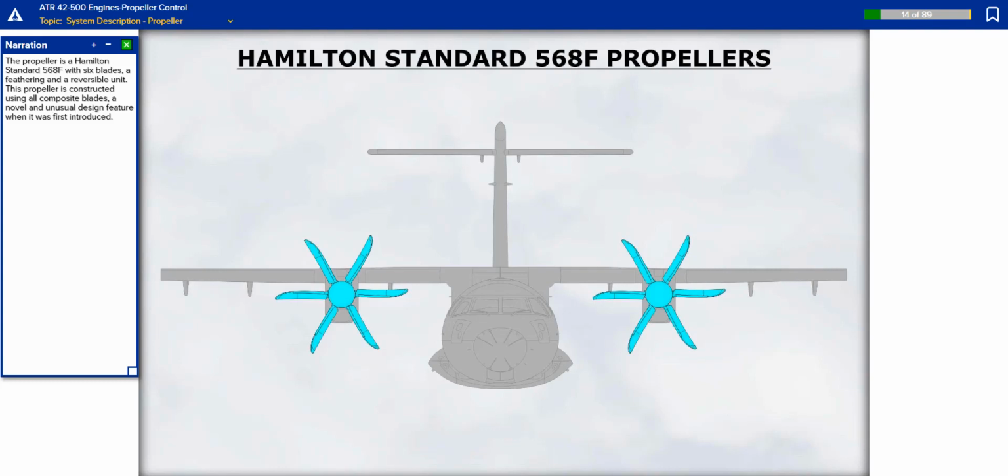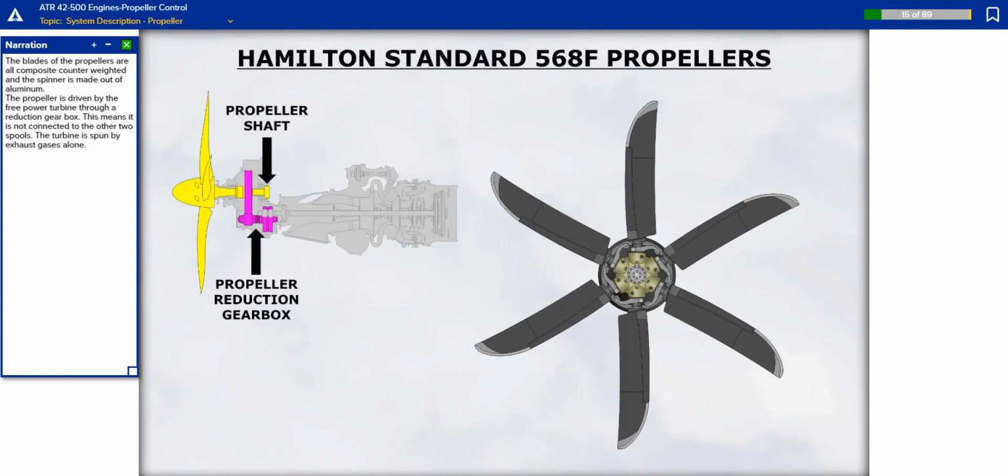The propeller is a Hamilton Standard 568F with 6 blades, a feathering and reversible unit. This propeller is constructed using all composite blades, a novel and unusual design feature when it was first introduced. The blades of the propellers are all composite counterweighted, and the spinner is made out of aluminum. The propeller is driven by the free power turbine through a reduction gearbox. This means it is not connected to the other two spools. The turbine is spun by exhaust gases alone.